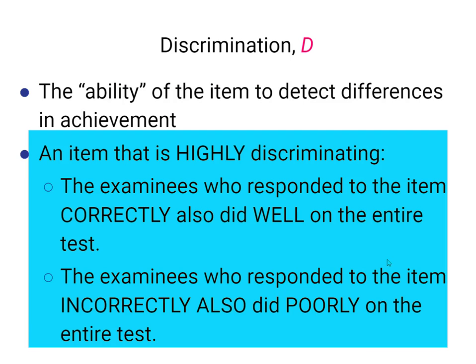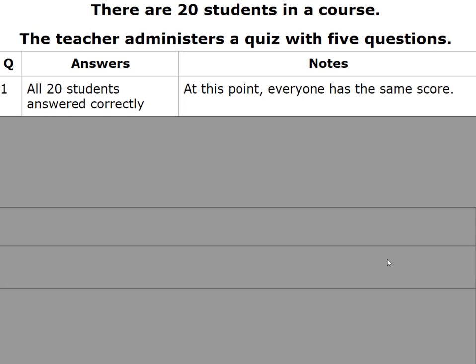If an item is really discriminating, it means that the examinees who responded well to that item also did well on the test as a whole. The students that took the test that got that particular item incorrect also did poorly on the entire test as a whole. So there's something about that item that is able to distinguish between students that really know the material and those who don't know the material. Let's look at an example here.